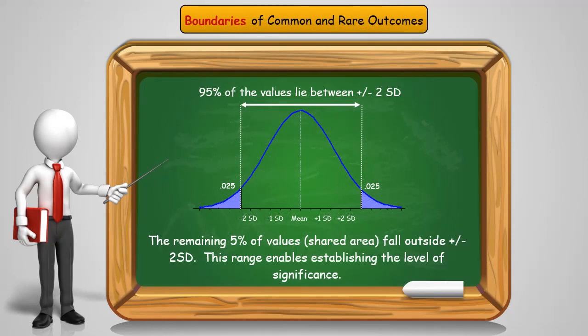So using that, we would define our boundaries of the common and rare outcomes. The common values would be within 95%, which is plus or minus 2 standard deviations. So the 5% leaves 2.5% on either side of the curve for a standard distribution. This range enables basically establishing the level of significance.